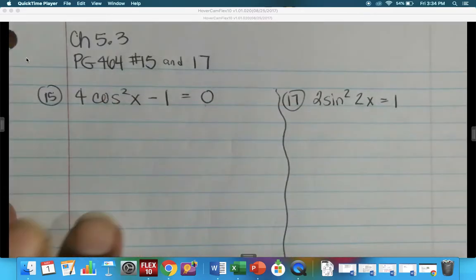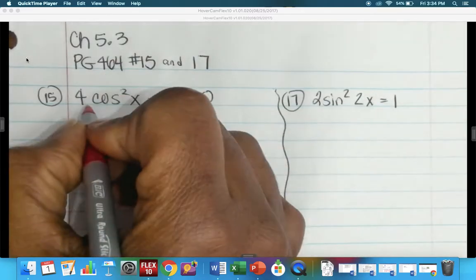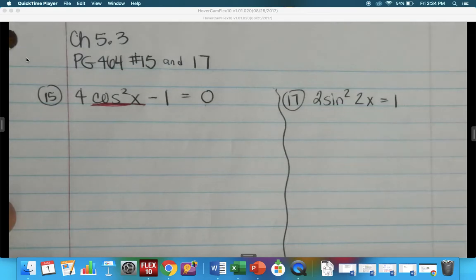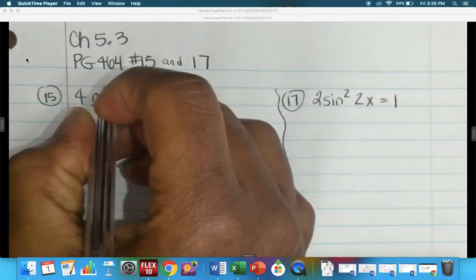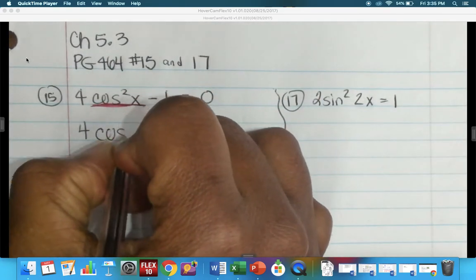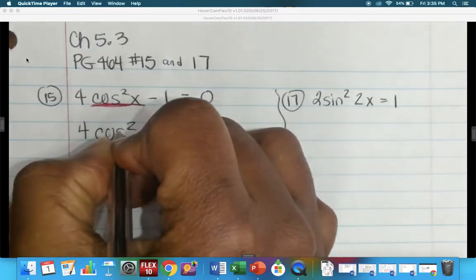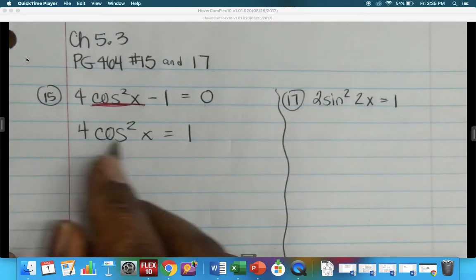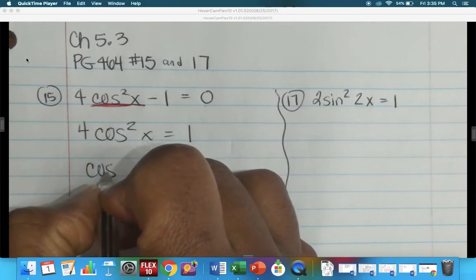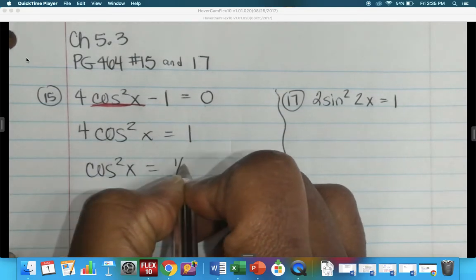If I'm solving for cosine, wanting cosine to be by itself, I'm just going to move away the 4 and the 1. So I'll add 1 to both sides. We get 4 cos squared equals positive 1. And then I'll divide both sides by 4. So then we'll get cos squared equals 1/4.